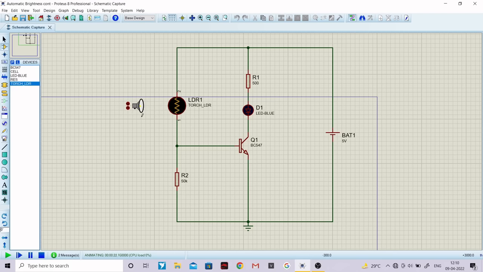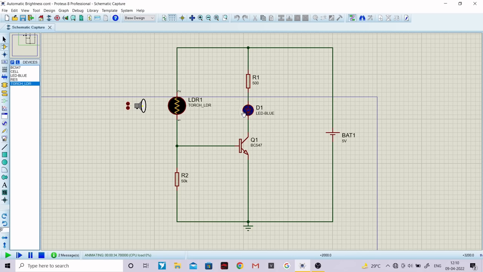So now I'm going to decrease the distance between this torch and the LDR. Let me move this torch to the right side. Alright, as you can see, as I shifted this torch to the right side, the resistance of this LDR dropped by a certain amount, and due to this, the LED is able to switch on.